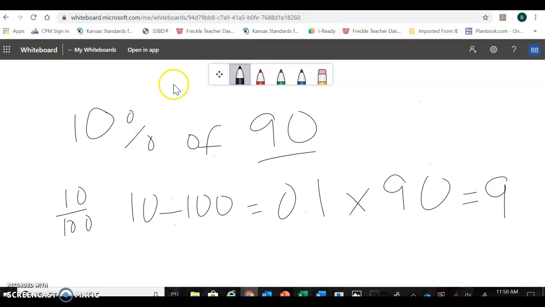So this was the method of how to change a percent into a decimal and then multiply by the other number you're given in order to find the percent of a number. If you guys have any other questions about this, email me during my office hours or ask a question during our live session. Later in the week, we'll have another video and we'll be finding percent of a number again, but we'll be finding percent of a number by changing this to a fraction and then multiplying.